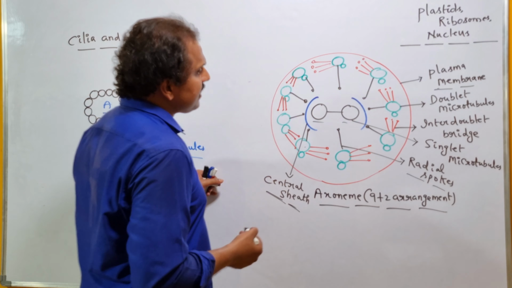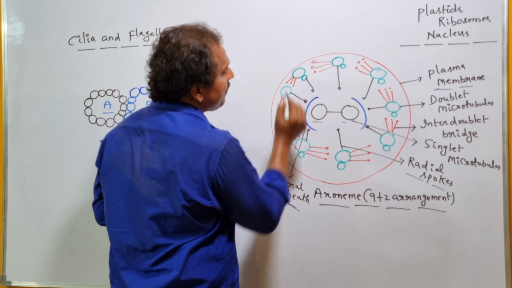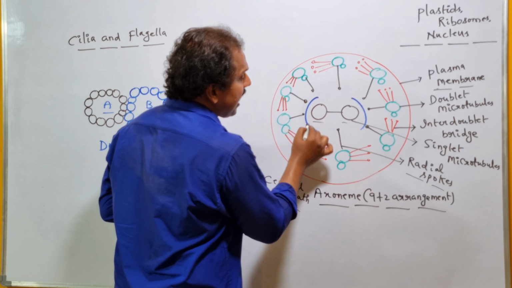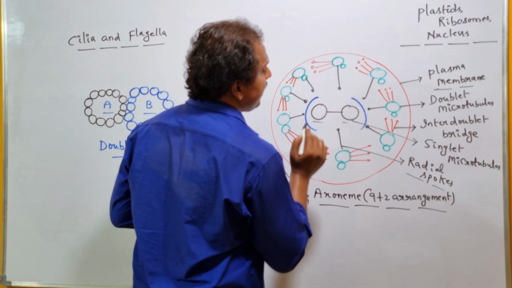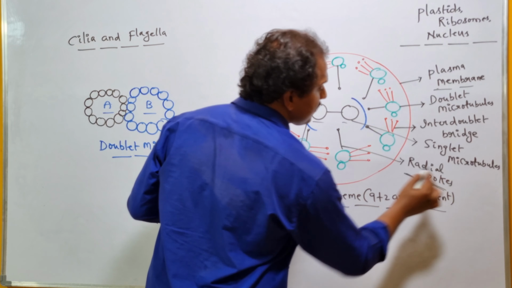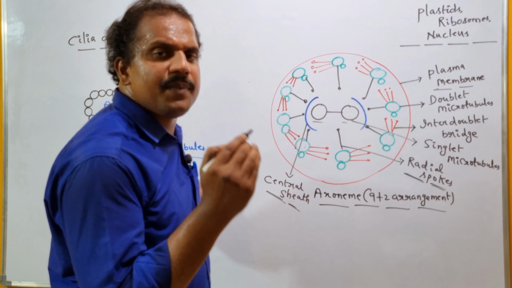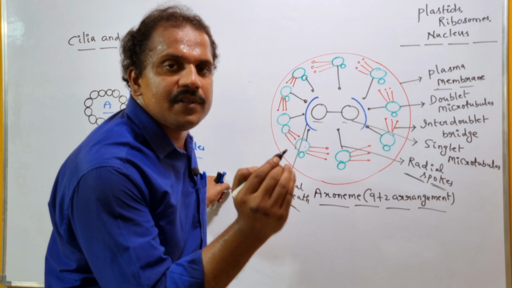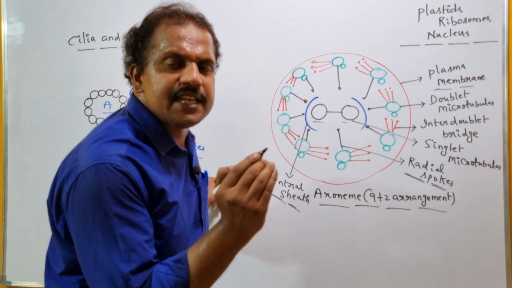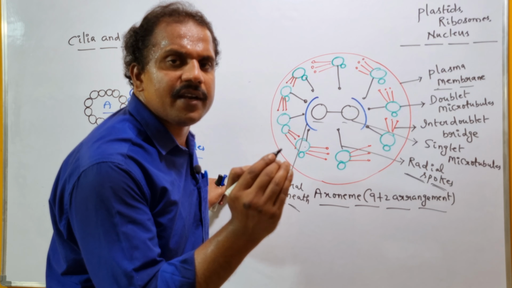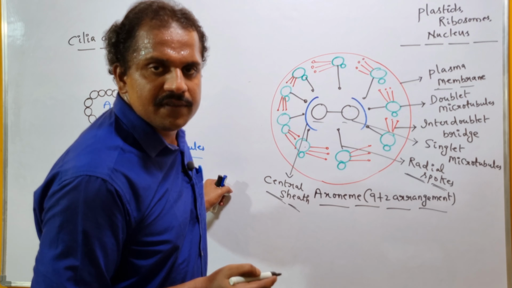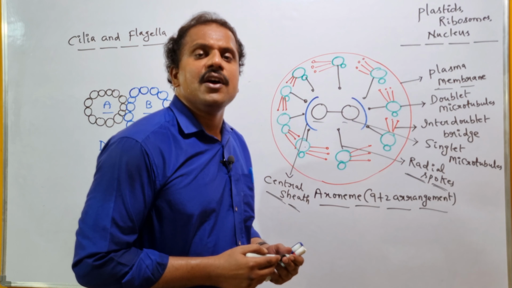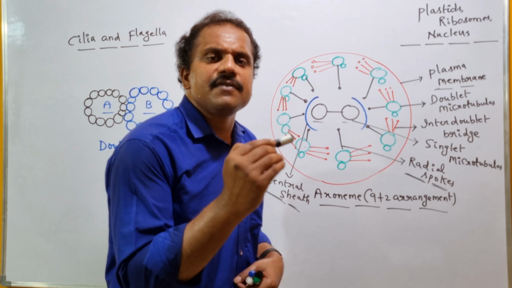So here we need to understand one key point. The 9 doublet microtubules are capable of associating with the central sheath by taking advantage of radial spokes. The radial spokes play an important role in interconnecting the 9 doublet microtubules with the central sheath, which is responsible for enclosing or protecting the pair of singlet microtubules. Is it clear? This is the specific arrangement which is most commonly observed only in eukaryotic cilia and flagella.